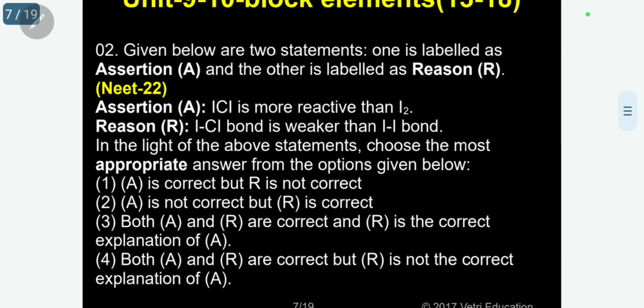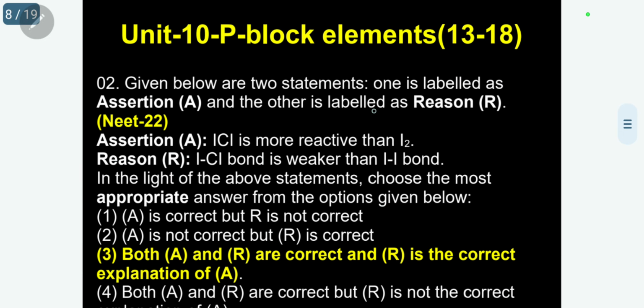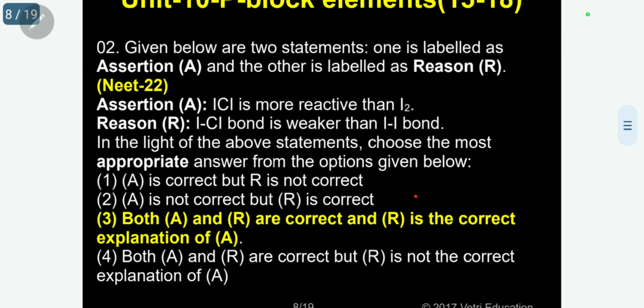Then reason R: ICl bond is weaker than I-I bond. Now only the problem started. Ionic bond versus covalent bond. The covalent bond is stronger, more energy is required to break because the atoms are very, very close. So the probable answer may be 3. That is, 3 may be the correct answer: both A and R are correct, and R is the correct explanation of A. So the correct answer is 3.